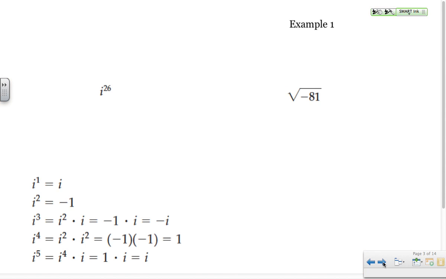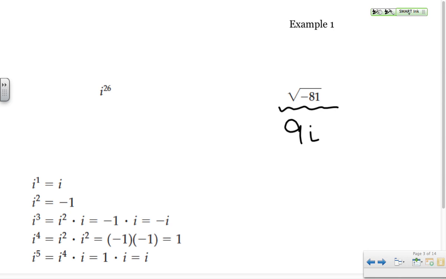So how do we deal with complex numbers? I'm going to come back to the i to the 26th in a minute. I actually want to do this one first: the square root of negative 81. We think about it without the negative first. What's the square root of 81? It's 9. Since it has a negative, the square root of negative 1 is i. The answer is 9i.